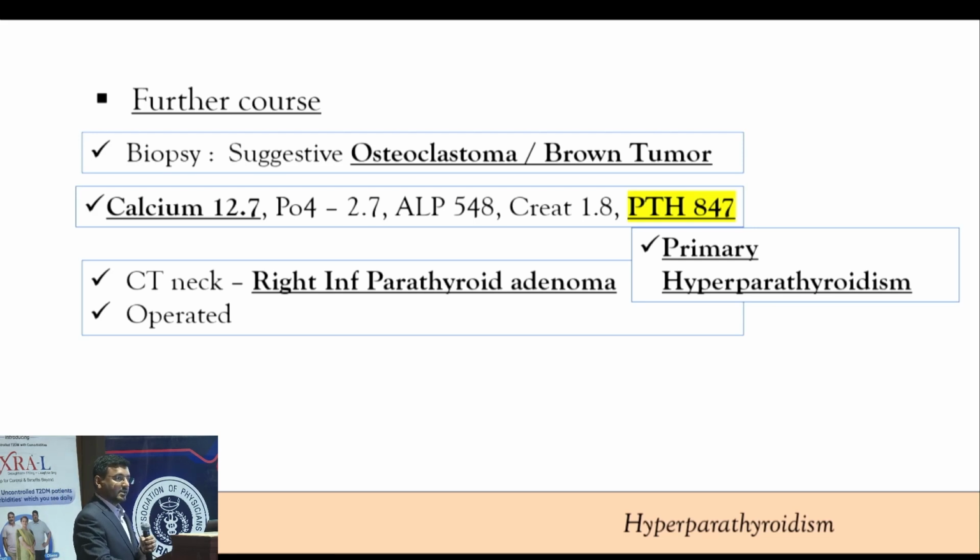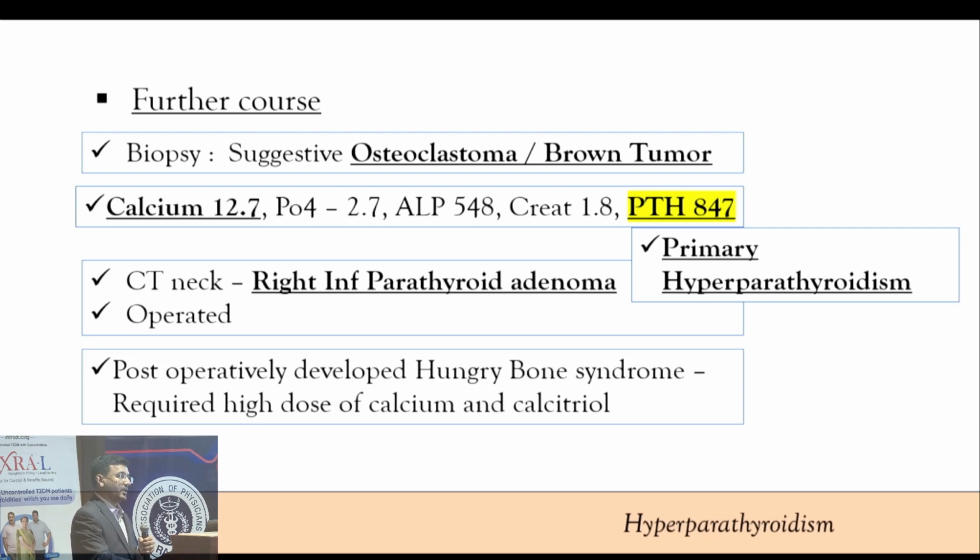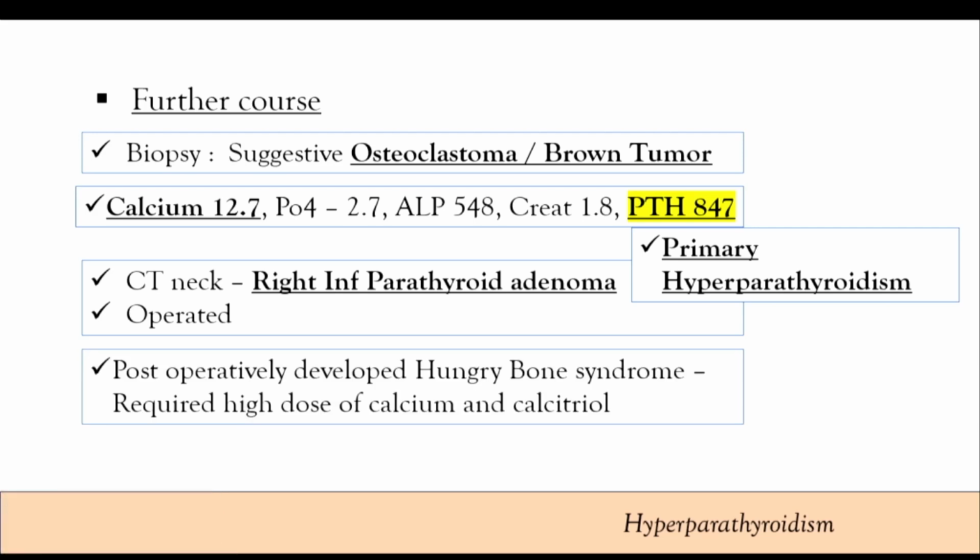But because of this extensive lytic lesion, she went into hungry bone syndrome. Hungry bone syndrome is an excessive requirement of calcium and phosphorus in the post-op period. So these patients need high dose of calcium and active vitamin D, calcitriol, sometimes up to 1 year as well, because all the calcium we give, the bone will take up because bone is getting regenerated.